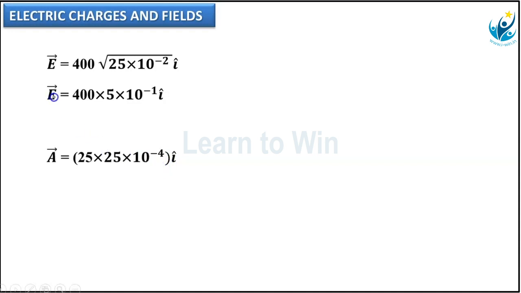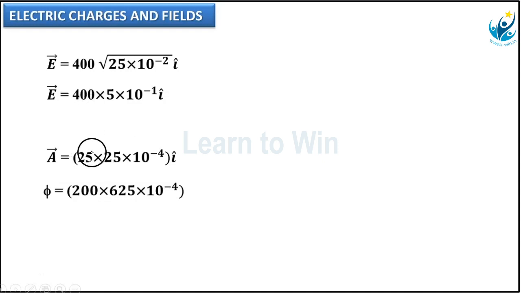E bar is the electric field intensity, A bar is the area vector. Both are given. Then the dot product of these two vectors is the electric flux: phi equal to E bar dot A bar. A bar, S bar, these two indicate the area vector.